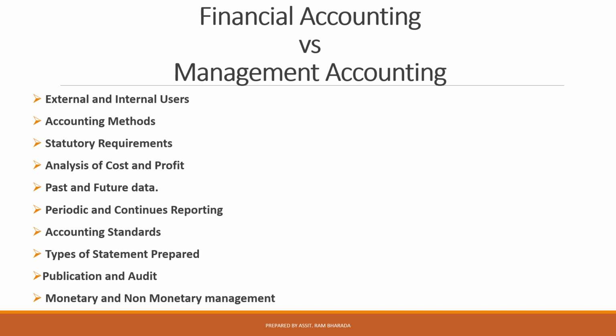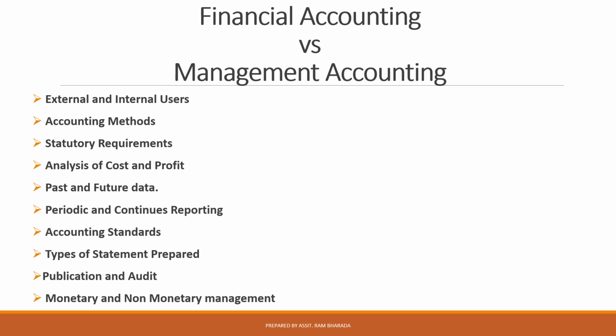Next one, the difference between financial accounting and management accounting. Financial accounting is purely for external users, whereas management accounting is only for internal users. In financial accounting, we use the double entry system. In management accounting, we have so many systems like standard costing, marginal costing, budgeting, and other methods. As per rules and regulations or statutory requirement, financial accounting is compulsory, management accounting is not compulsory. In financial accounting, we mainly focus on profit. We try to analyze the profit. In management accounting, we try to analyze both cost and profit.